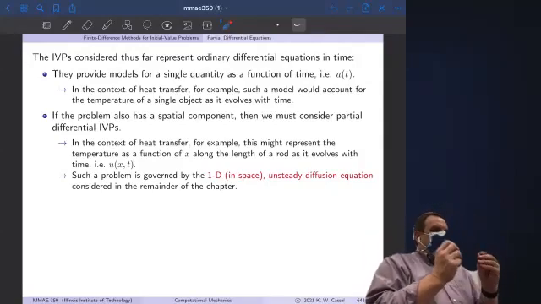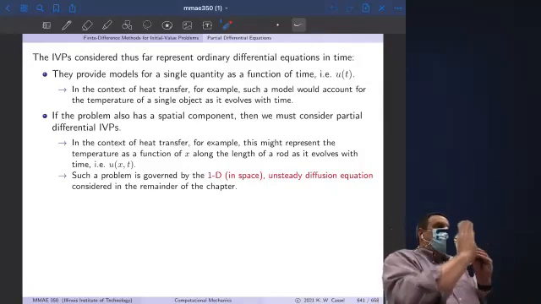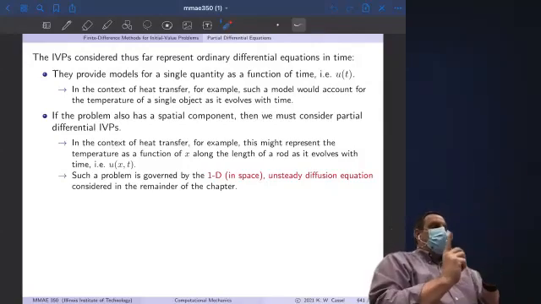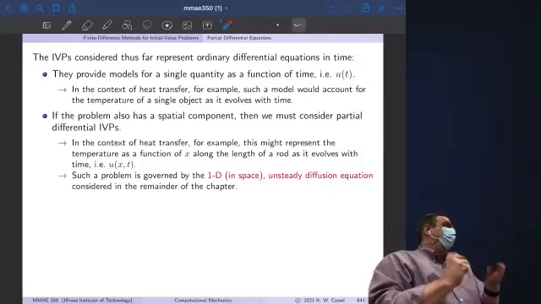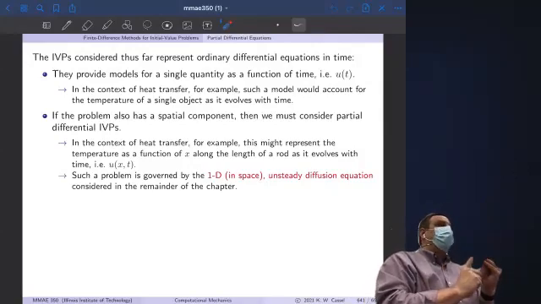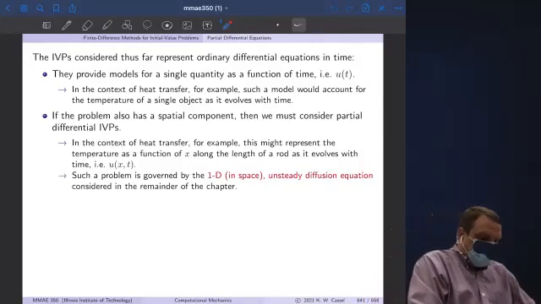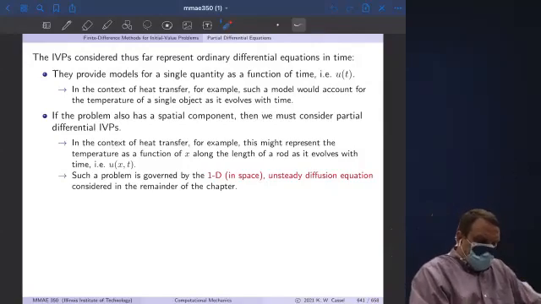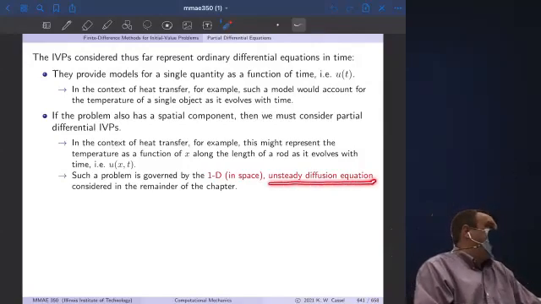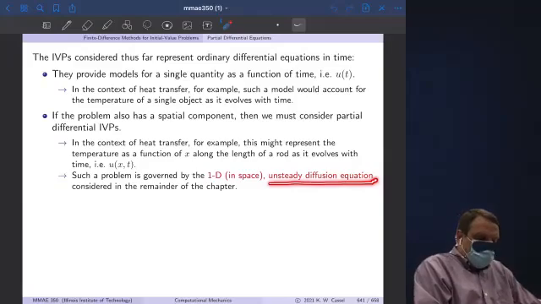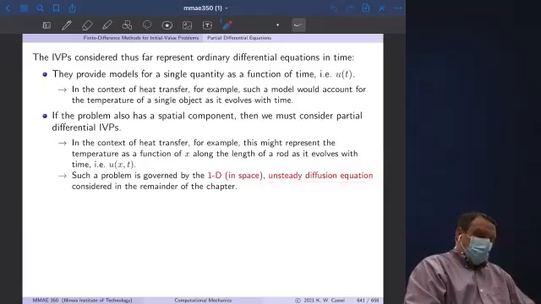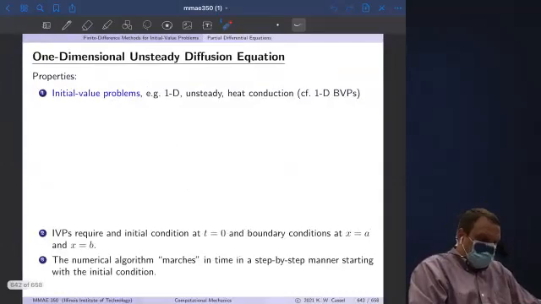So it's kind of like the time part of the ODEs and the spatial part of our boundary value problems that we discussed earlier in the previous chapter. So we're going to look at the 1D unsteady diffusion equation as a model of this. All of the methods that we develop for this can be extended to other more complicated situations as well.